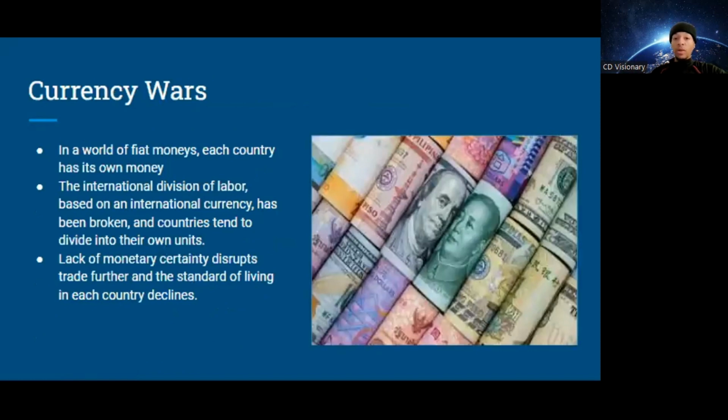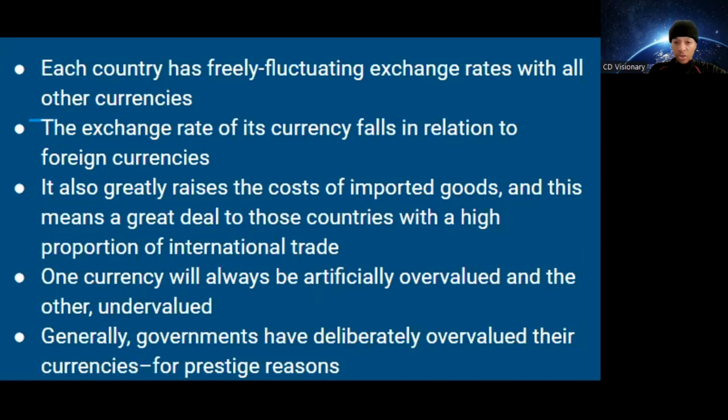Currency wars. In a world of fiat monies, each country has its own money. The international division of labor, based on an international currency, has been broken, and countries tend to divide into their own units. Lack of monetary certainty disrupts trade further, and the standard of living in each country declines. Each country has freely fluctuating exchange rates with all other countries. The exchange rate of its currency falls in relation to foreign currencies. It also greatly raises the cost of imported goods, and this means a great deal to those countries with a high proportion of international trade.